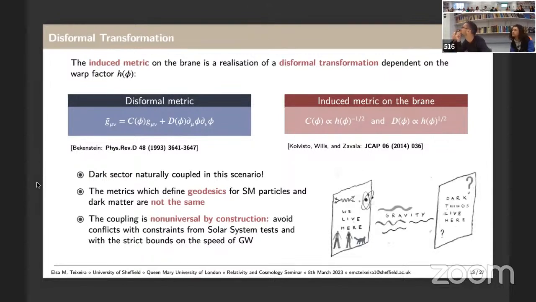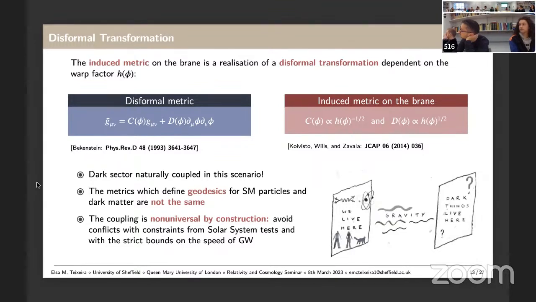So just to see what happens in this scenario: by having this warping, we have some induced metric on the brane, and we have a realization of this disformal transformation, in which C depends on the warp factor with a factor of -1/2, and D with a factor of 1/2. But in the end, this is a disformal transformation where we have no control over the shape of it. So they are naturally coupled in this scenario. We don't have to impose the coupling.